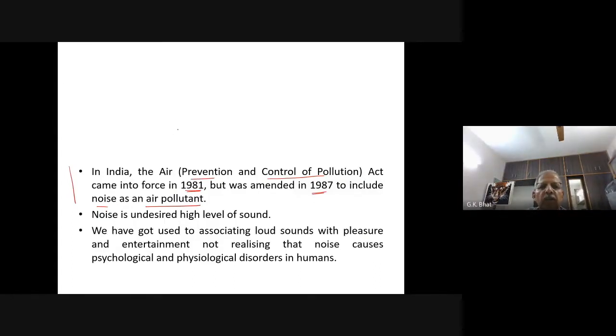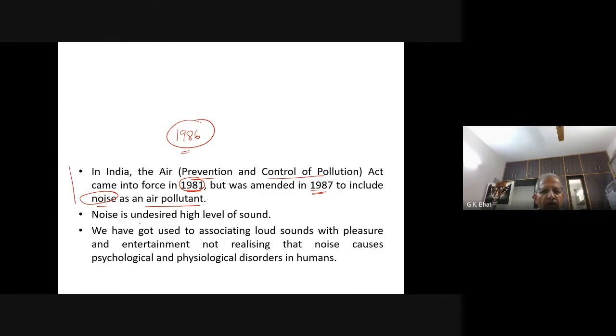So you have heard something. What happened in 1986? Some act came. What is that? Environment Protection Act. Prior to that, the Air Prevention and Control of Pollution Act came into force in 1981, but it was amended to include noise as an air pollutant in 1987. The Environment Protection Act came in 1986. You must remember which act came in 1981, which in 1986, and which in 1987.